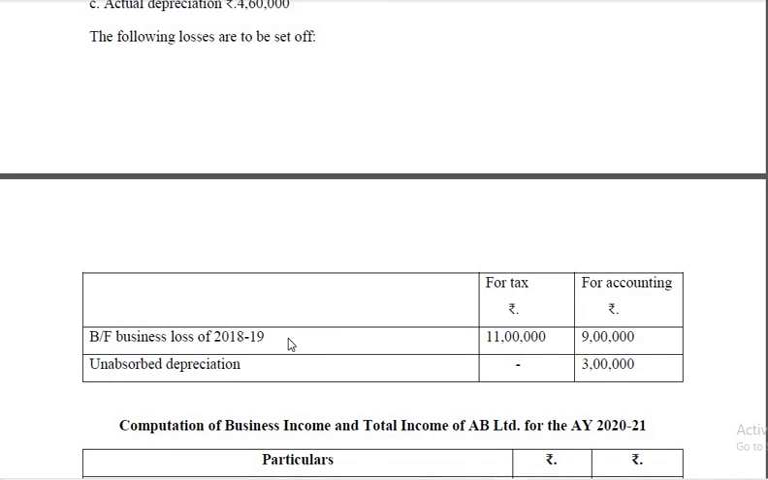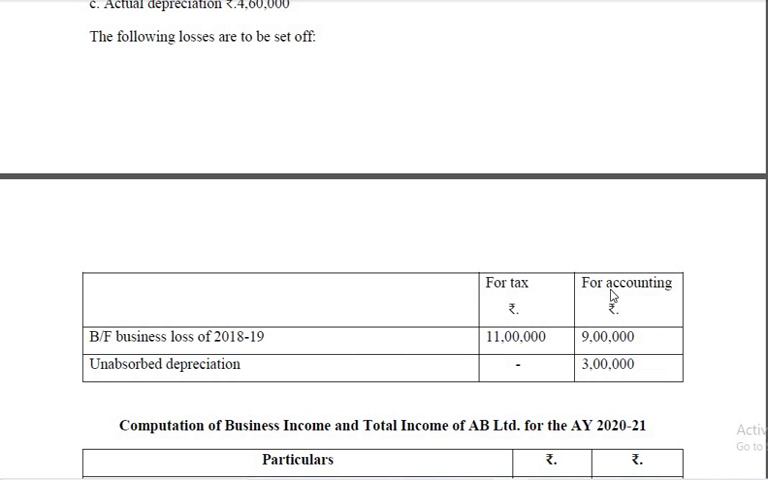Brought forward business loss of 2018-19 is 11 lakh, and for accounting purpose 9 lakh. Unabsorbed depreciation is only for accounting purpose, 3 lakh. See what is given here for tax purposes. This should be taken while computing total income, business income as well as total income. Whereas what is given for accounting, this should be considered while computing book profit.